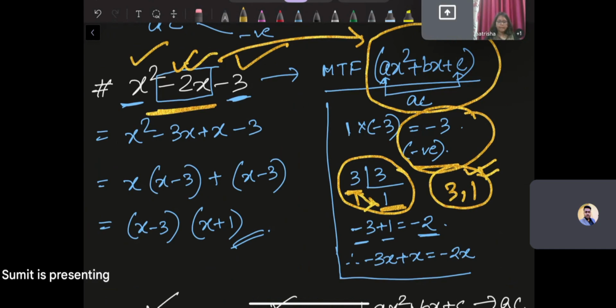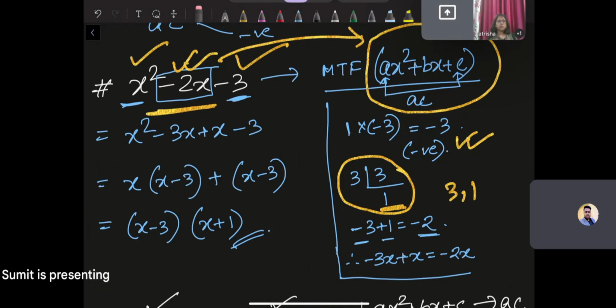We cannot do anything else. Suppose the multiplication is negative and we are adding the factors. It is not possible. The middle term will not happen. Clear? We have to use the factors according to the sign of the multiplication, that we have to remember. So how do we use the 3 and 1?